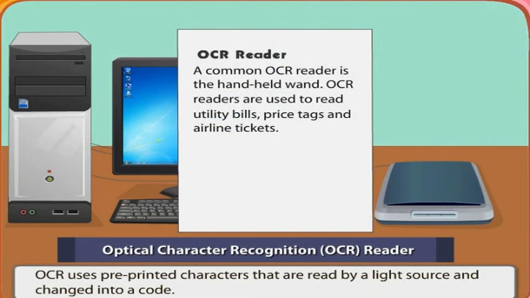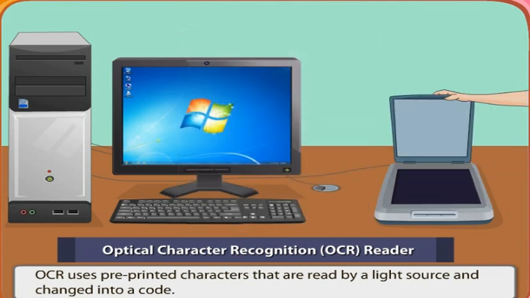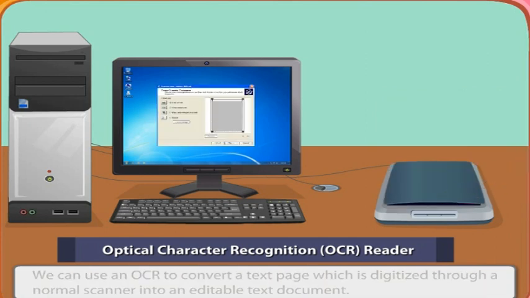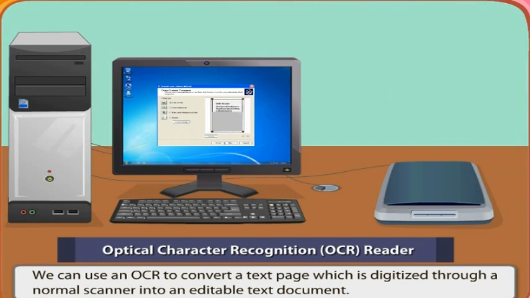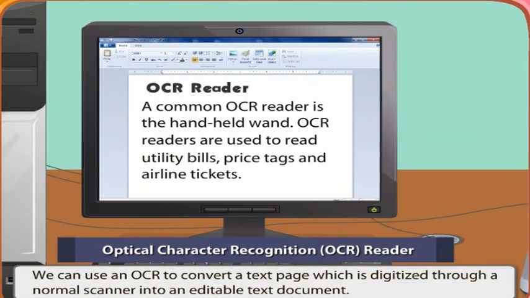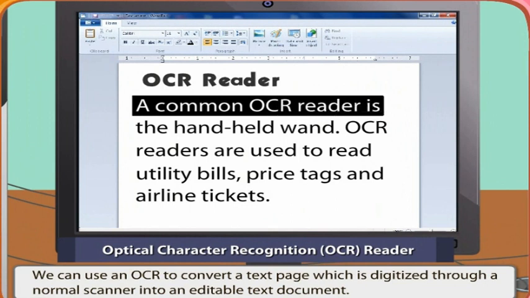OCR uses pre-printed characters that are read by a light source and changed into a code. A common OCR reader is the handheld wand. OCR readers are used to read utility bills, price tags, and airline tickets. We can use an OCR to convert a text page, which is digitized through a normal scanner, into an editable text document.